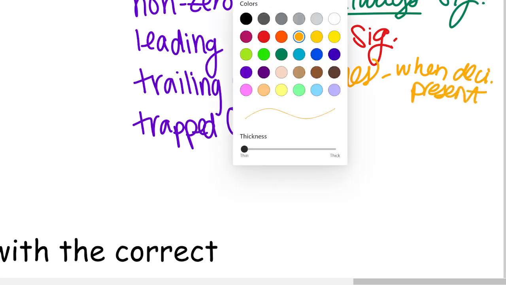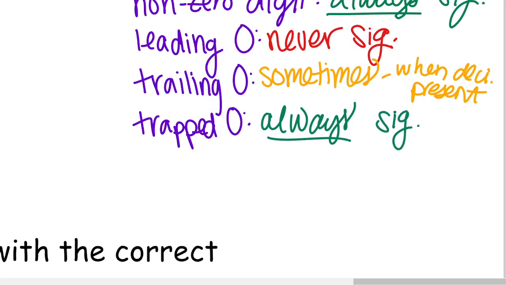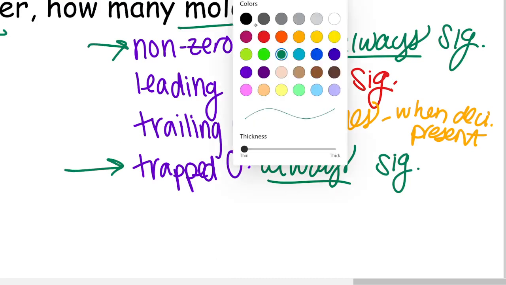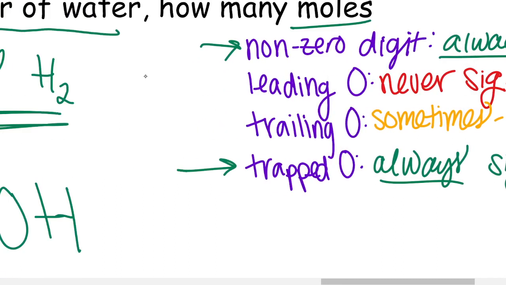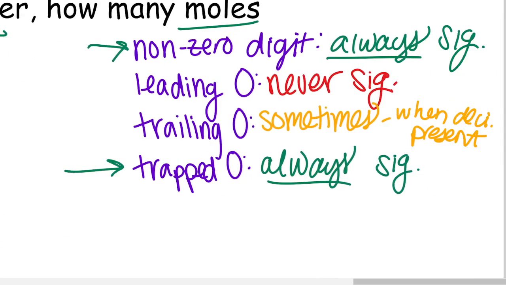And then a trapped zero. Is that sometimes, always, or never significant? Always. So always, always, for non-zero and trapped. The other way you can think of your trailing zeros is that a decimal is significant, and so when it gets trapped, like if you have the 10 with this, your zero is trapped between a significant figure and a decimal, so you can kind of classify that as multiple different things. Good?